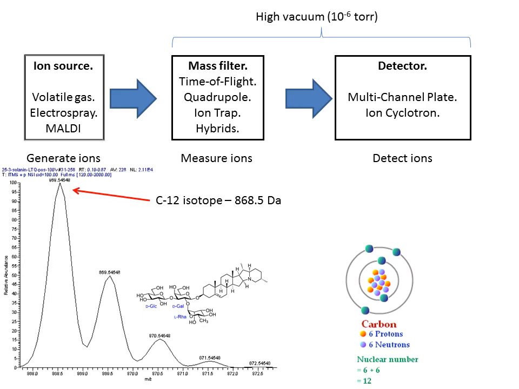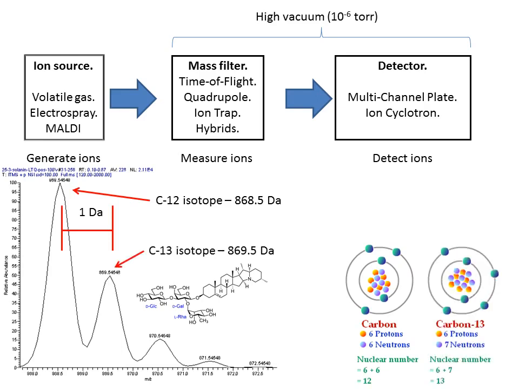The next peak, appearing at 1 Dalton larger, are the molecules of solanin that have 1 carbon atom with an extra neutron, the C13 isotope. In different molecules, the C13 atom can be at a different place in the structure, but the mass of the intact compound will be the same. Thus, we can see the accuracy of the mass spectrometer that can measure the difference in mass to less than the mass of a hydrogen atom.